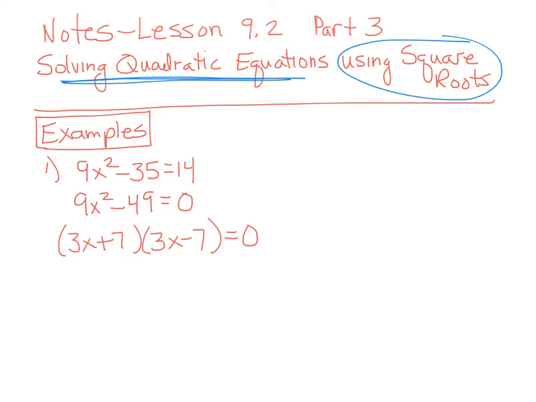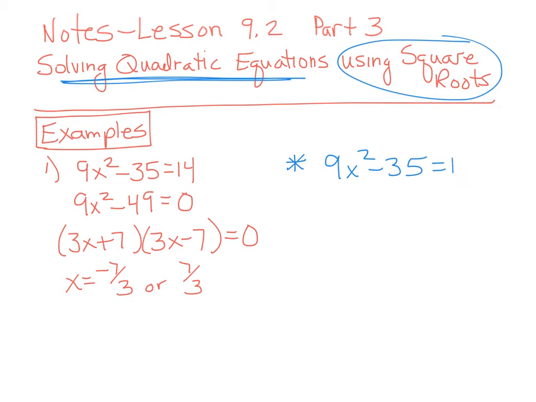And then you would take each one of these quantities and set them individually equal to 0, because one of them has to be 0. Since you're multiplying and your answer is 0, one of these quantities has to be 0. So then you'd figure out that x would either equal negative 7/3 or positive 7/3. So that's the old way, that's the factoring method. So now let's try it the new way. Okay, so I'm going to do the same problem and I'm going to try it the new way.